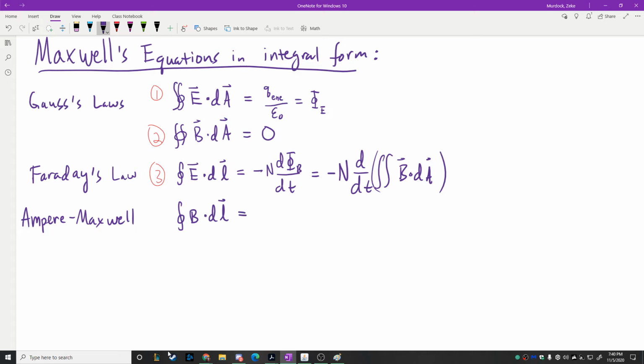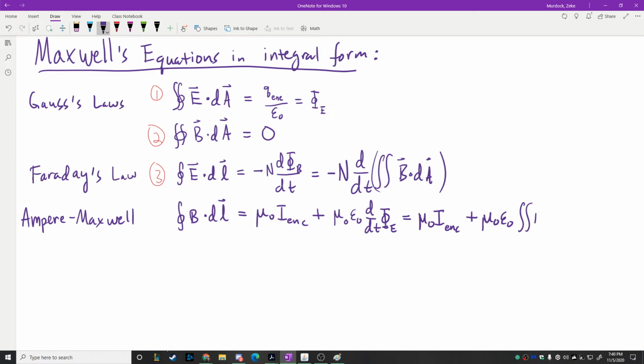And what this one gives us is mu naught times the enclosed current plus mu naught multiplied by epsilon naught. And then in here we have the time derivative of the electric flux. But even this one can be written in a slightly different way. We can write it as mu naught times I enclosed plus mu naught epsilon naught. And then here we would write the electric flux.